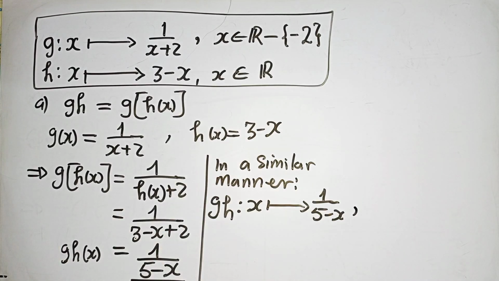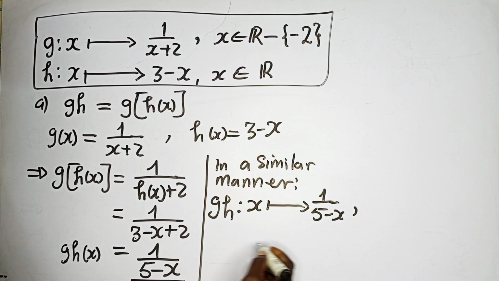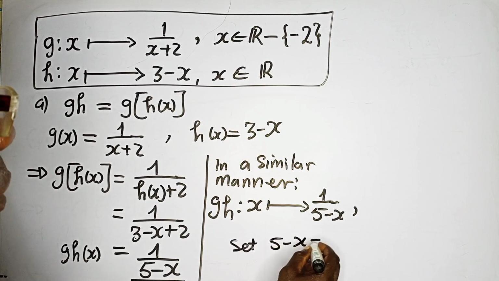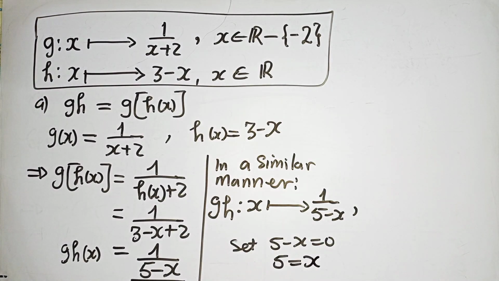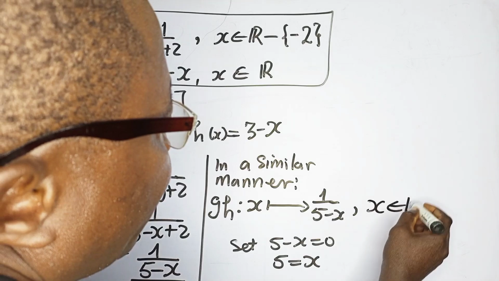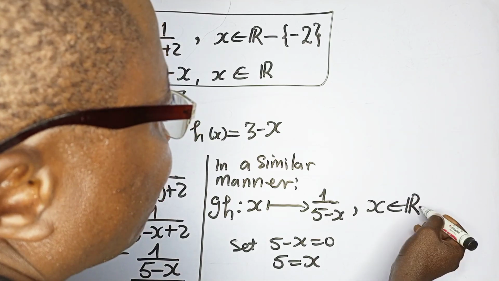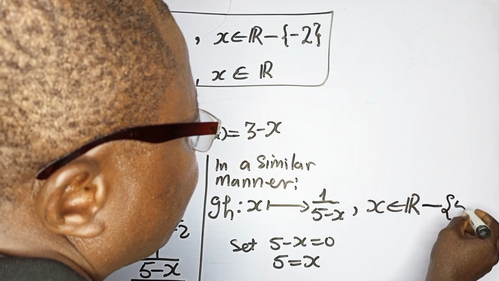Now, what is the domain of this function? We know that dividing by 0 is not possible in mathematics. Therefore, we'll exclude the value of x that will render this denominator 0. How do we do that? We simply set that denominator to 0 and we solve. This is negative x, so taking it that way, we obtain x equals 5. This is the value of x that will render this denominator 0. If you put 5 there, 5 minus 5 is 0, so 1 all over 0 is undefined in mathematics. So the domain of this function, remember, we are defining it in a similar manner, will be all real values of x such that x belongs to the set of real numbers except the singleton 5.